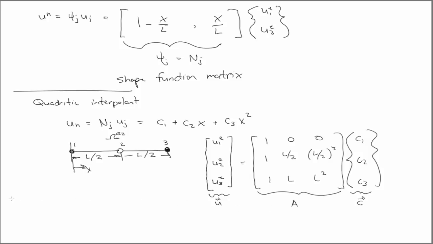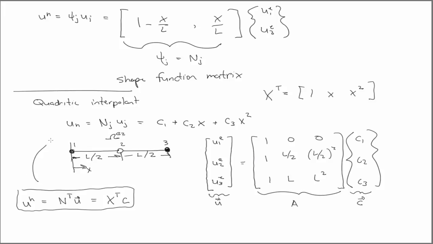So earlier, we have that U of x is equal to N transpose U in matrix form. And that is equal to X transpose C, where X is the interpolant. So X transpose, in this case, is 1, x, x squared. So this equation, what I wrote here, is nothing more than what's written there. Okay, everybody see that? They're exactly the same. One is written out, one is written compactly in matrix form.